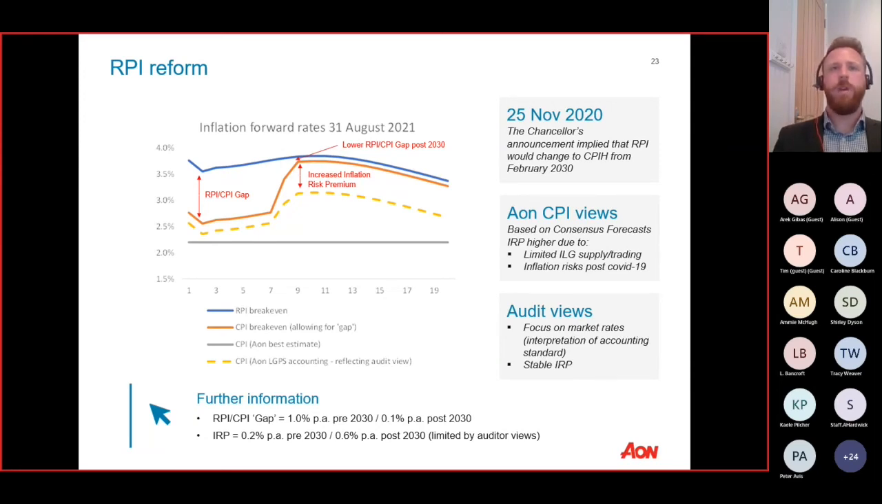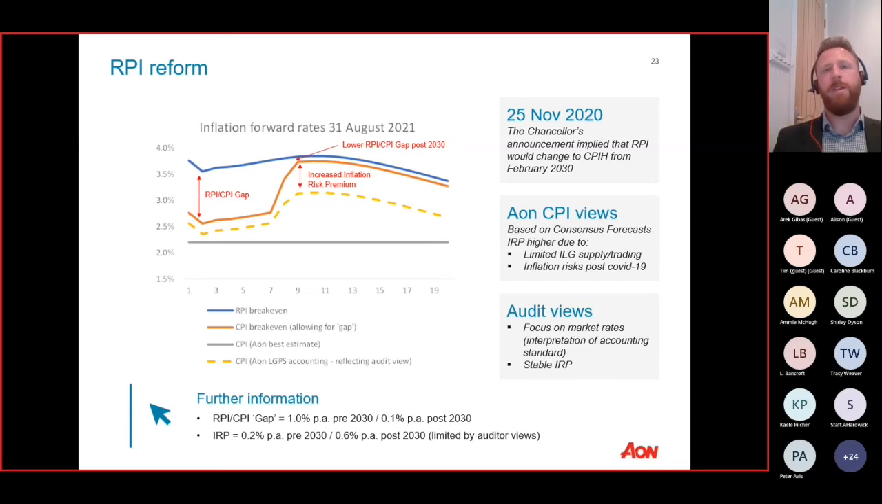CPIH. We have discussed that change with auditors and it is generally accepted. Unfortunately, the gilts market doesn't seem to have priced in for RPI inflation to fall once it switches to CPIH post 2030. You can see that on the graph from the fact that the blue line doesn't drop down in 2030. It still stays at that higher rate of about 3.6, 3.7%. That leads to a rather strange CPI assumption, the orange line, which steps up in the year 2030. Our view is that there's no reason for CPI inflation expectations to increase at that point.